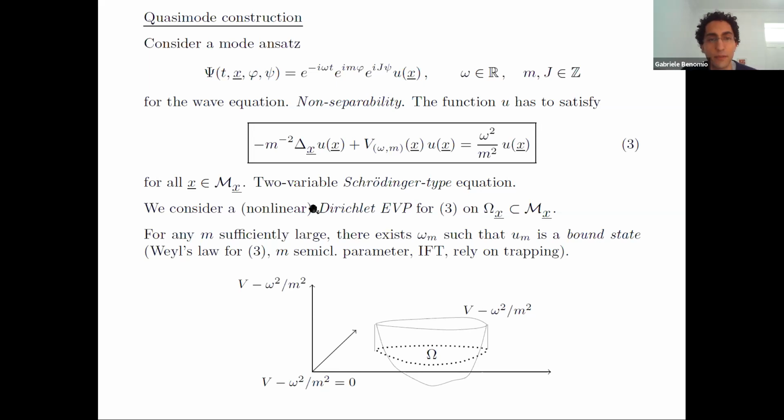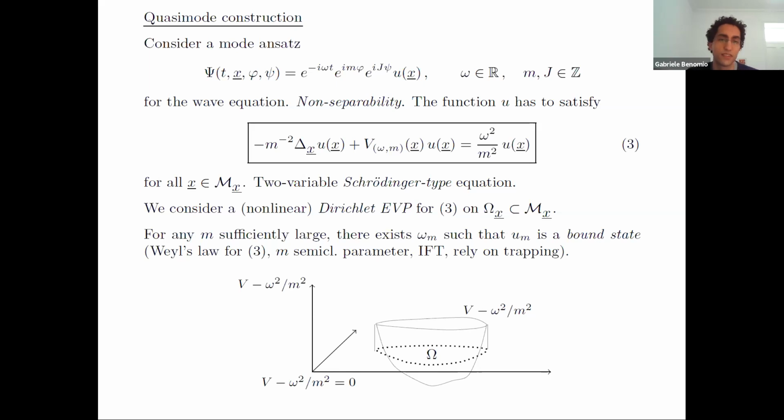And as I said, the main difficulty arises from the nonlinear nature of the eigenvalue problem. So one element in the proof is to first consider an auxiliary linear eigenvalue problem, and then derive a Weyl version for the nonlinear problem via some perturbation argument based on an application of the implicit function theorem. And I should also stress that the existence of such a bound state relies crucially on the presence of a stably trapped null geodesic inside omega.